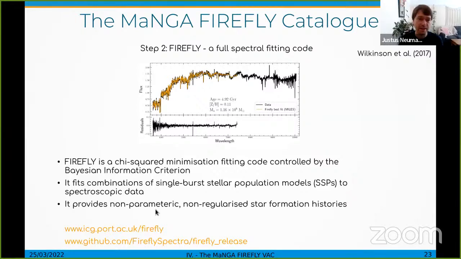And then as a second step, you need a code that fits these models to the spectra. So we use the FIREFLY code, which was developed at the ICG, a chi-square minimization fitting code. It fits combinations of single burst stellar population models to spectroscopic data, and thereby it provides non-parametric, non-regularized star formation histories.